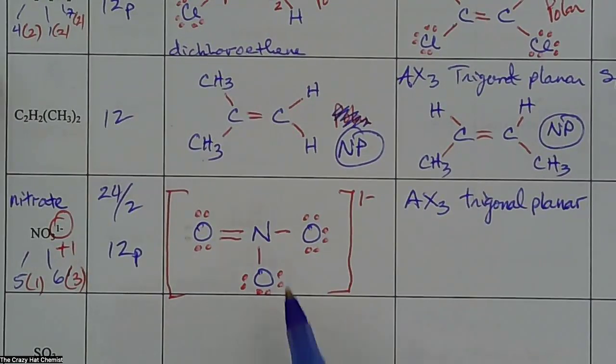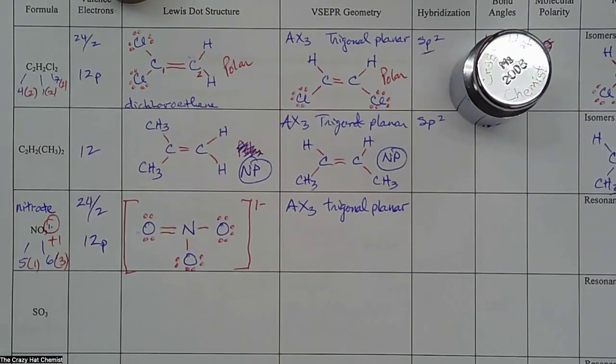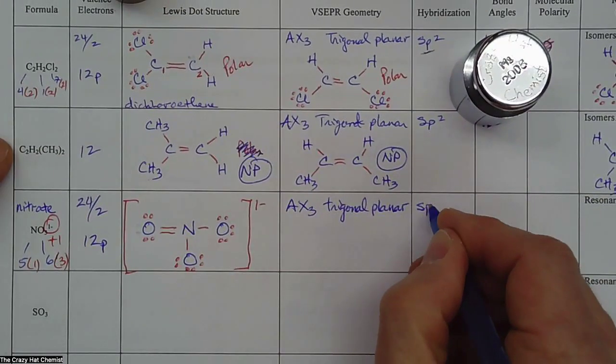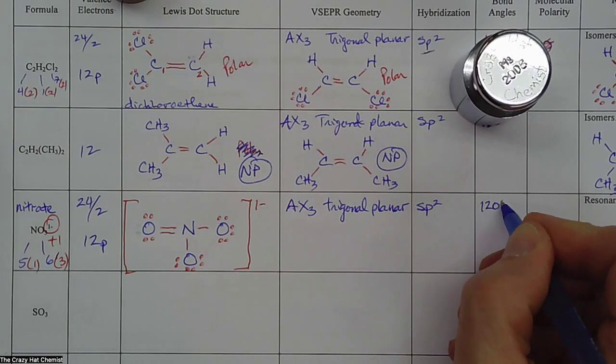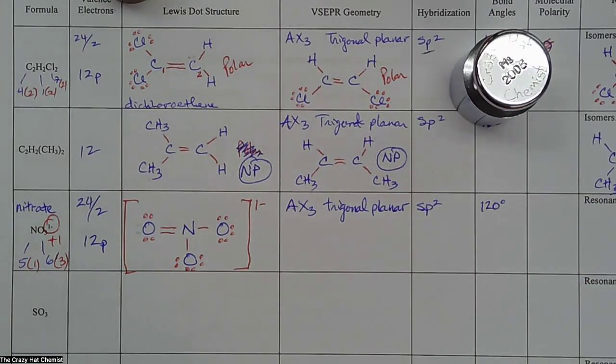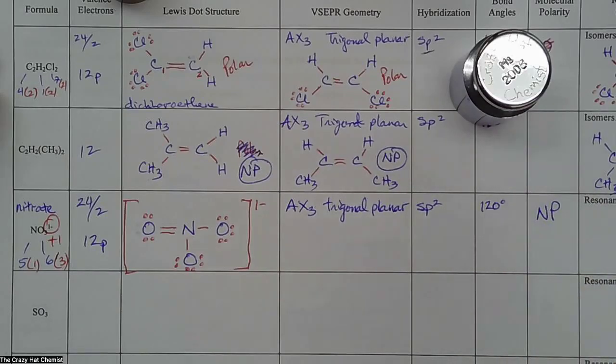Okay, and what is the hybridization? That's sp2 hybridized. So let's zoom on out so that we get the rest of this here. If it is sp2 hybridized and trigonal planar, the bond angles are 120 degrees. Okay, and the molecular polarity is non-polar.